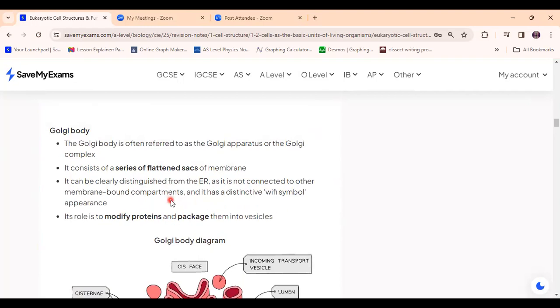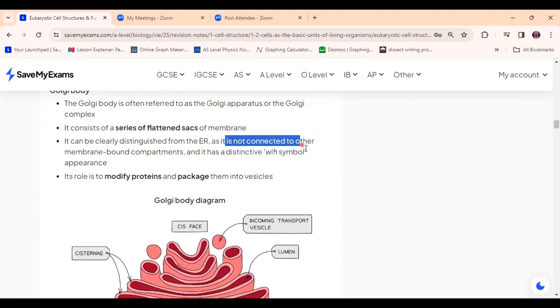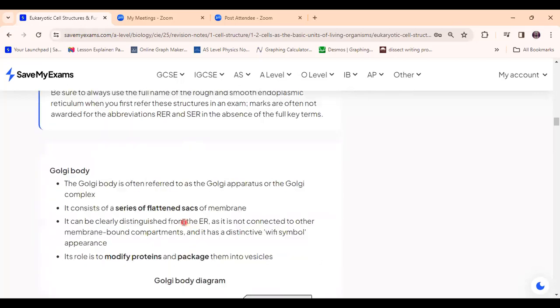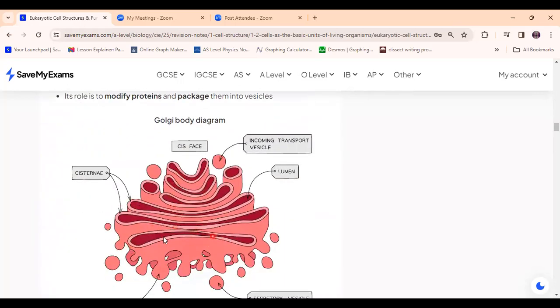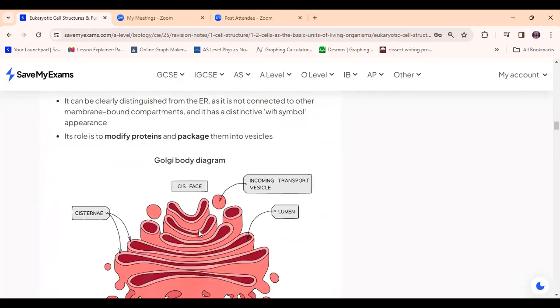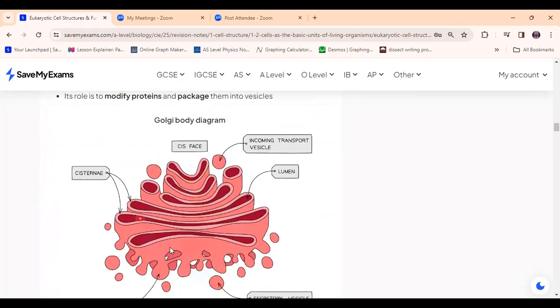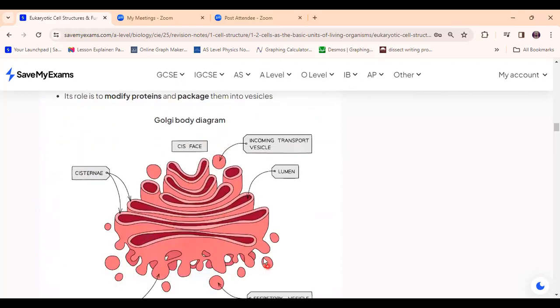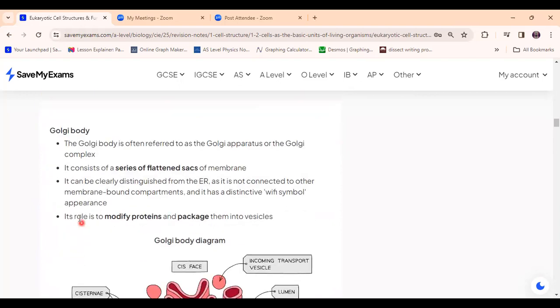Also, it is not connected to the membrane bound compartment. As you see here, the cisternae are connected with each other in the ER, but here they are disconnected. There's no connection. They are just in close proximity, suspended independently. And they have a distinctive Wi-Fi symbol sort of appearance. You know that Wi-Fi symbol. Here we call it the cis face, and here the trans face. Its role is to modify proteins and package them into vesicles.